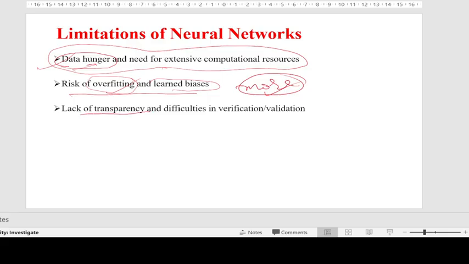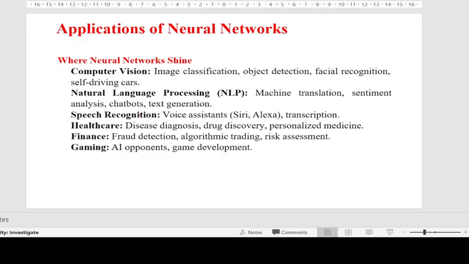Then lack of transparency. We already saw why there is a lack of transparency in these models. Somehow we can improve this transparency with the help of explainable AI models, but that is coming in future days. Next one is applications of neural networks. Where will the neural network apply? One application is computer vision, like image classification, object detection, facial recognition, self-driving cars. This is the most prominent research area.